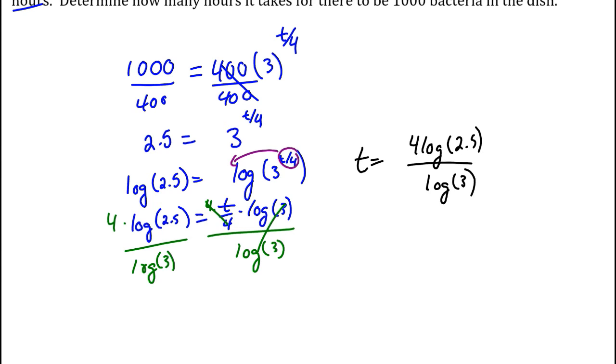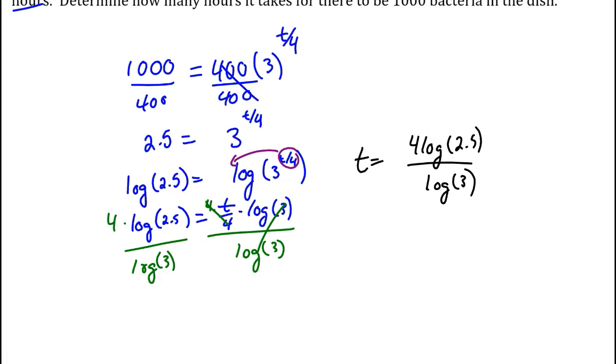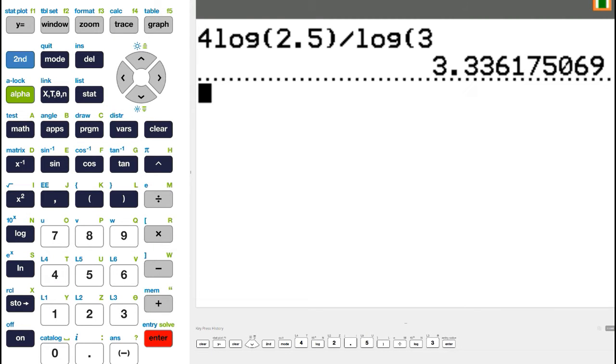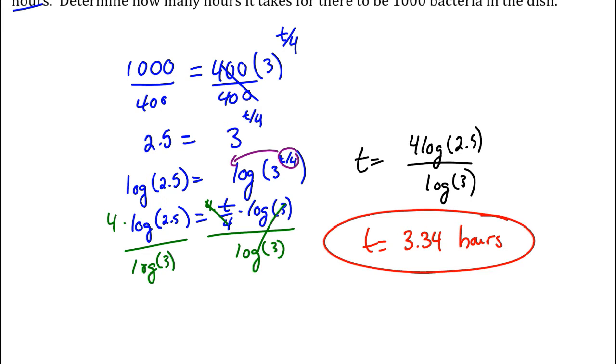I'm going to go to my TI-84 here and type that in. 4 log 2.5, close it, divided by log of 3. Enter. So it takes about 3.34 years, not years, hours. It takes about t equals 3.34 hours. It didn't tell us where to round to. It should be more specific, but we'll round there.